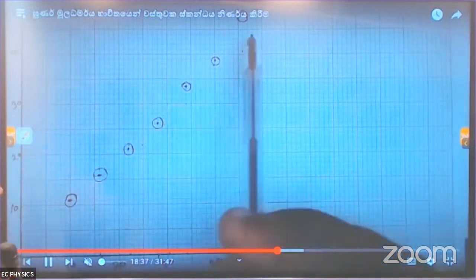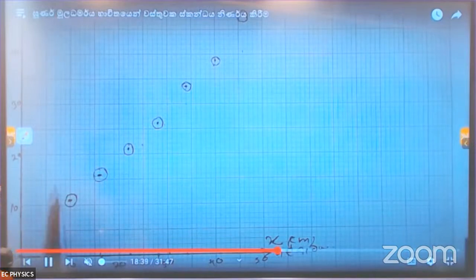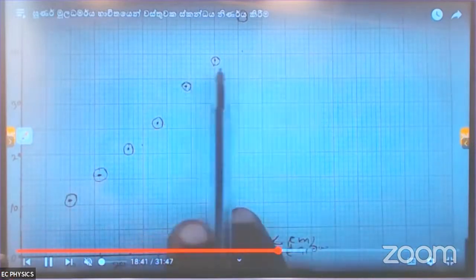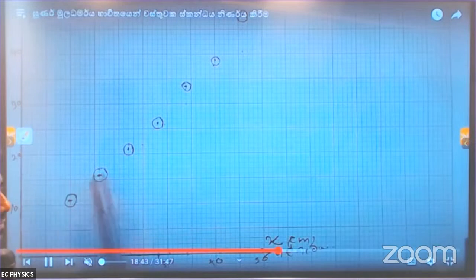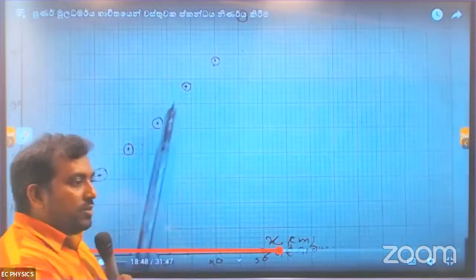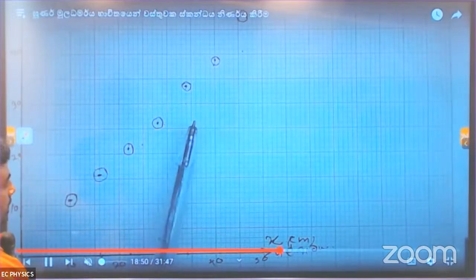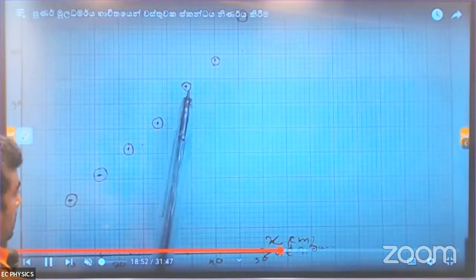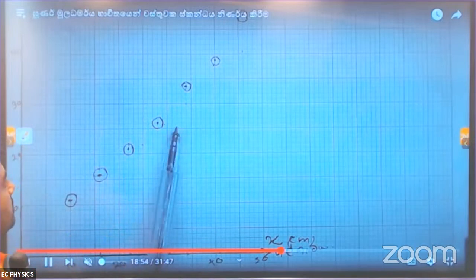Now you can draw the best fit graph. The best fit graph will uniformly distribute the points above and below the graph.